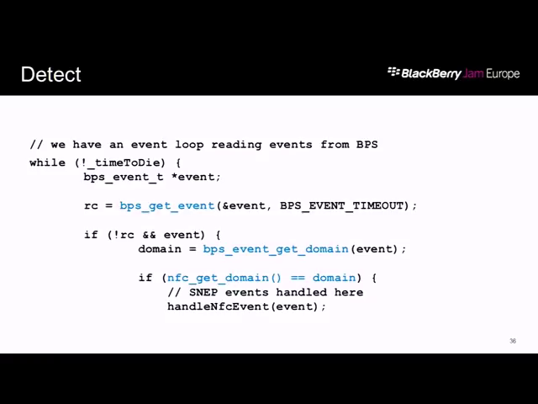Now, BPS events are classified according to a certain kind of family, or we use the term domain. So sensor events have one domain, NFC events have their own domain. I will have registered outside this loop to say it's the NFC event types that I'm interested in. So here I'm checking that what I've got actually is one of the NFC ones. I obtain the domain value from the event object by calling bps_event_get_domain, check it's what I expected, and then I call my own method, handle NFC event.